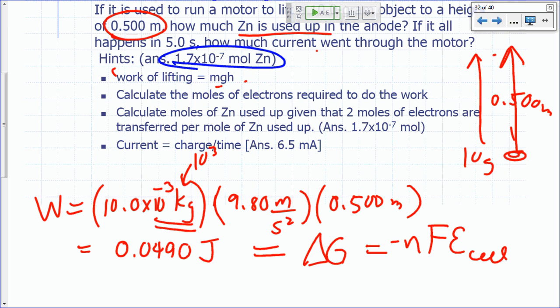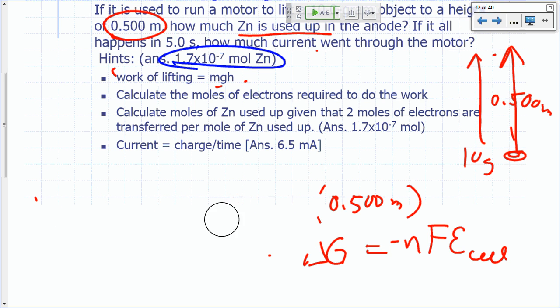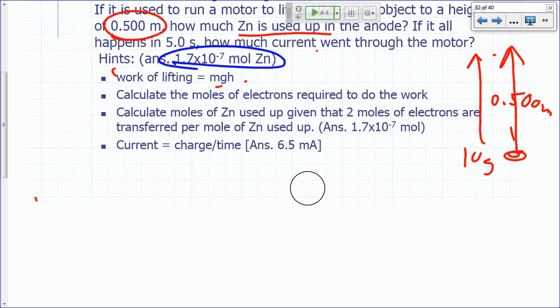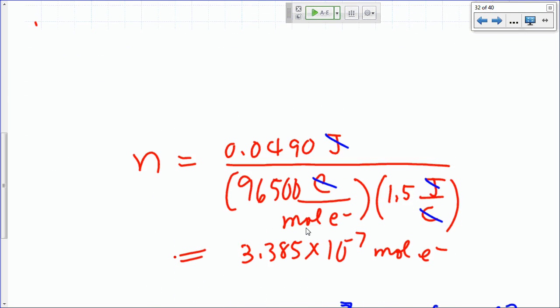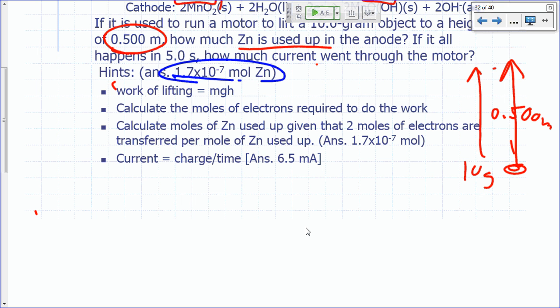Right? So if all of that happened within 5 seconds, how much current is passed through the wire? What's the definition of current? Current is charge per unit time. So total charge that's transferred per unit time. So what's the total charge? This current right here is the total charge per unit time, right? And our time is how much? 5 seconds.